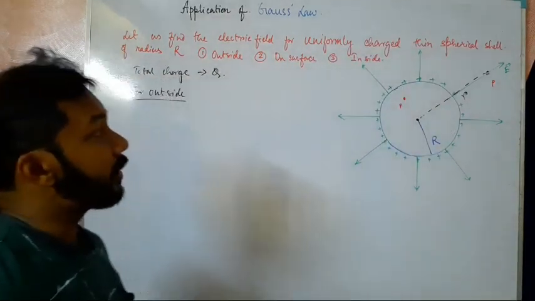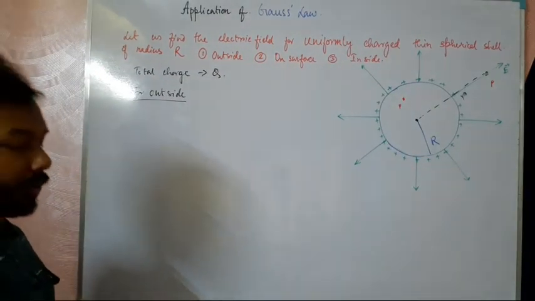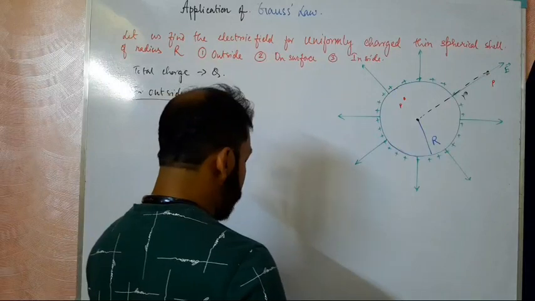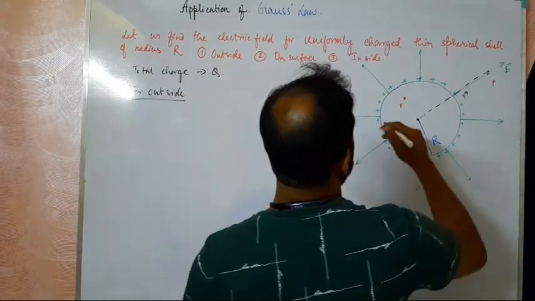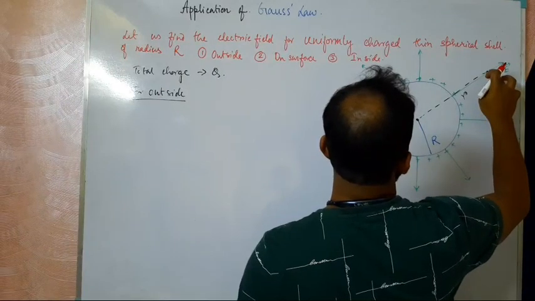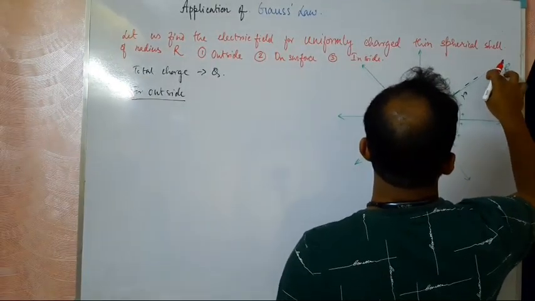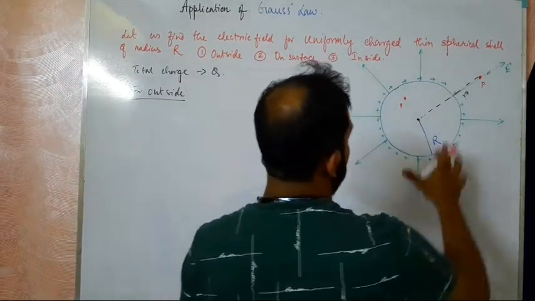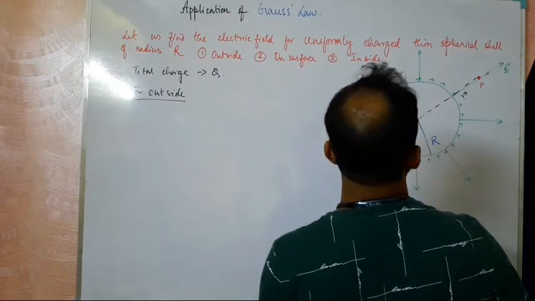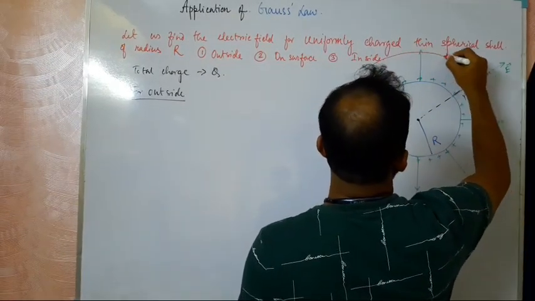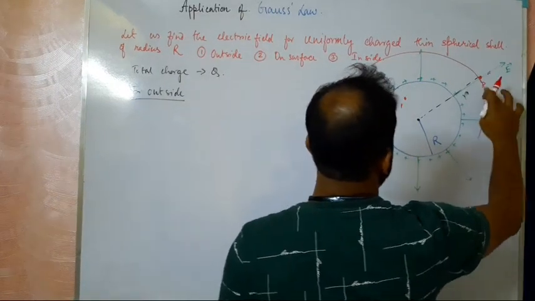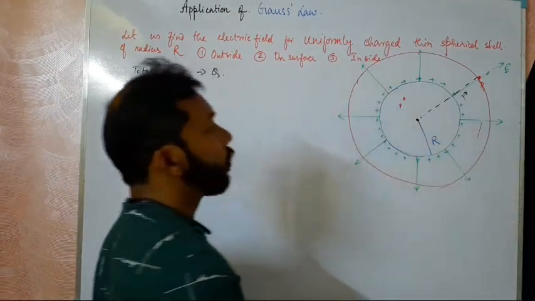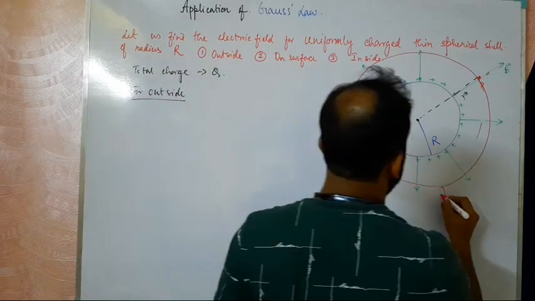So we need to find a closed surface such that the surface vector is parallel to the electric field, and for that purpose we will use a spherical Gaussian surface. As we need to find the electric field at a point P, at this distance r, the Gaussian surface will be a spherical Gaussian surface of radius r. Let us draw it. So this one is the spherical Gaussian surface.